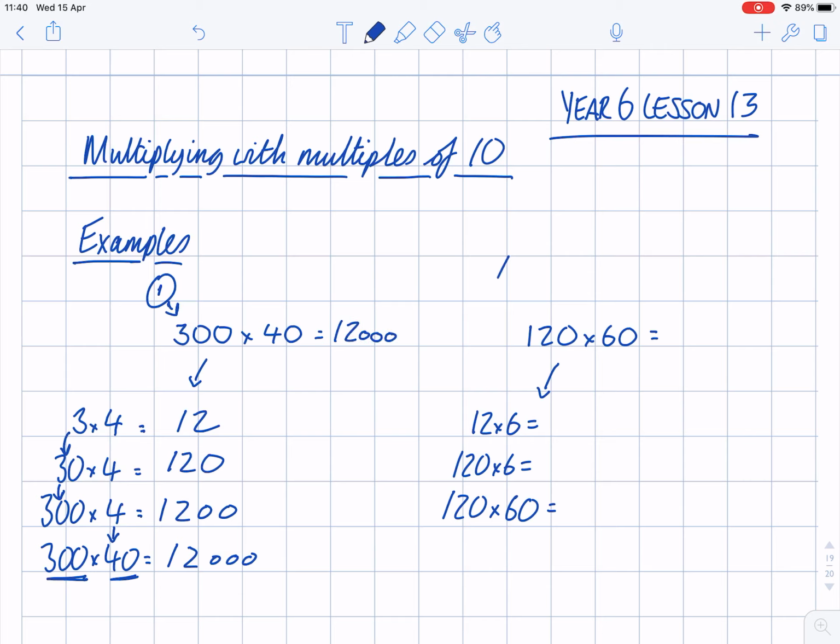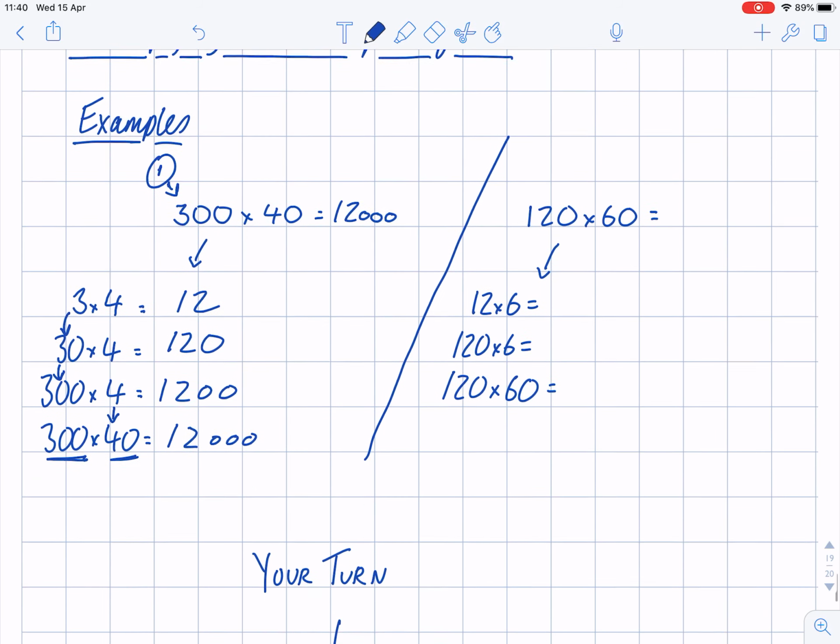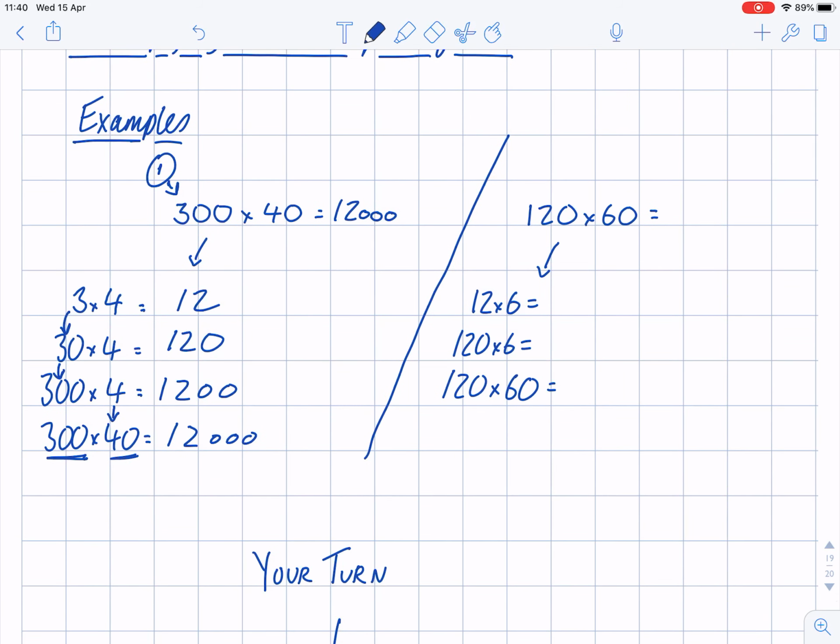I'll go through one more over here. 120 multiplied by 60 again. I've got rid of all my zeros in the question and I've just got 12 times 6, which is 72. Made 12 10 times bigger, so my answer becomes 10 times bigger. Made 6 10 times bigger, so my answer does also become 10 times bigger. So my answer there is 7,200.